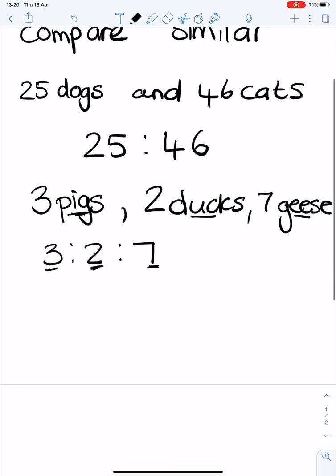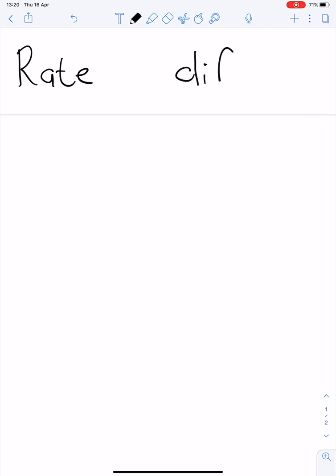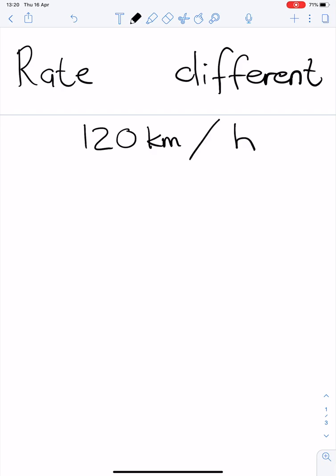Very easy. Rate, on the other hand, is a little more complicated. Rate is also comparing 2 quantities, but very different quantities. For example, 120 kilometers per hour. I'm comparing kilometers with hours. Kilometers are a measurement, hours are time. So I'm comparing different things to one another.